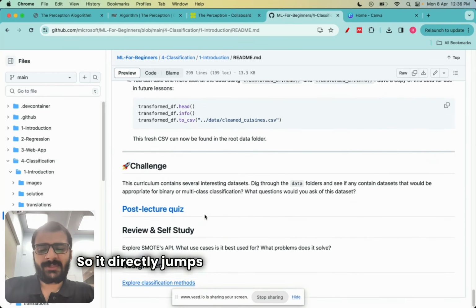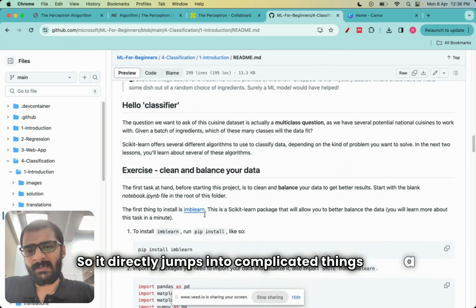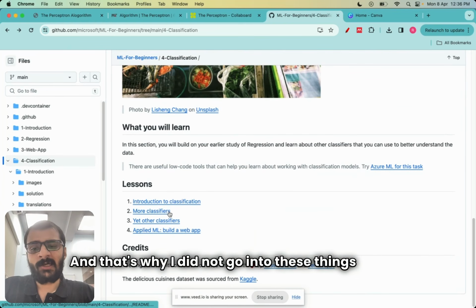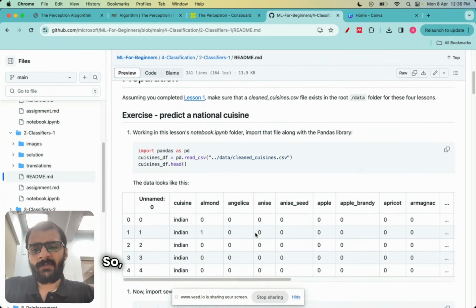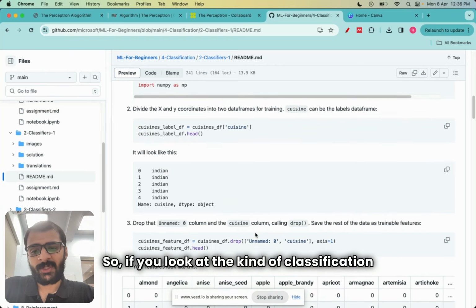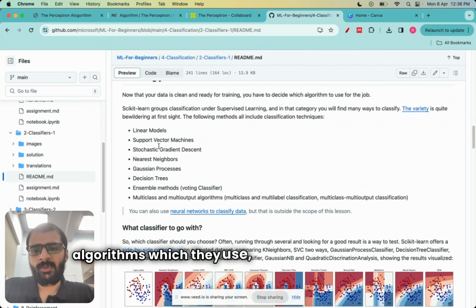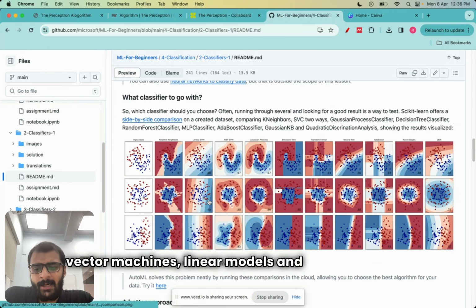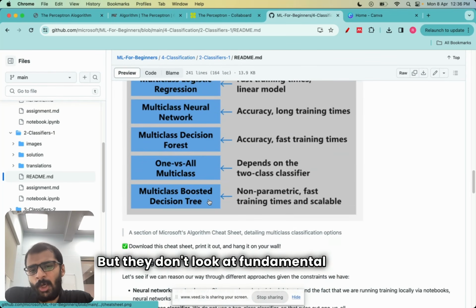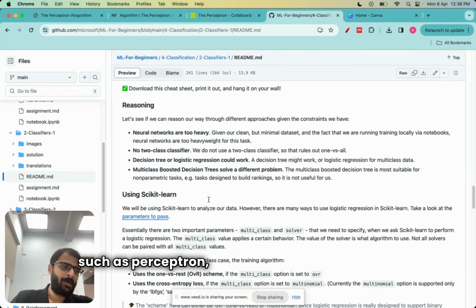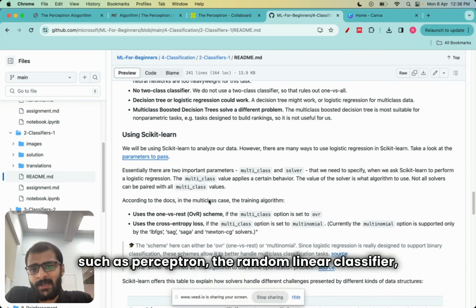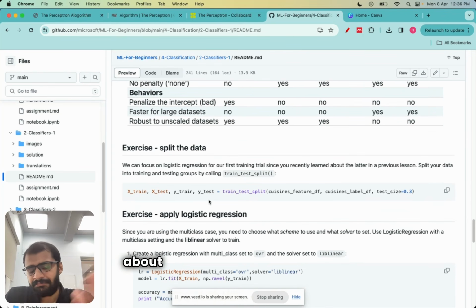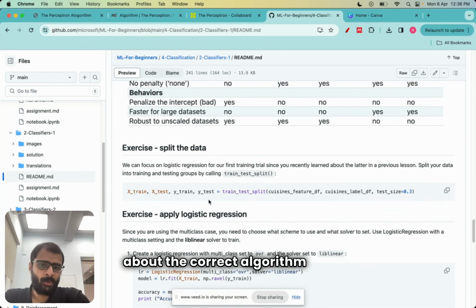So it directly jumps into complicated things a bit, and that's why I did not go into these things earlier. If you look at the kind of classification algorithms which they use, they directly start with support vector machines, linear models, and all these things, but they don't look at fundamental options such as the perceptron, the random linear classifier, etc., which really teach us a lot about the correct algorithm to use.